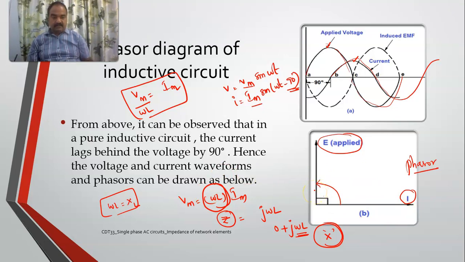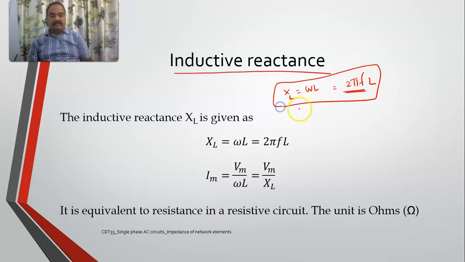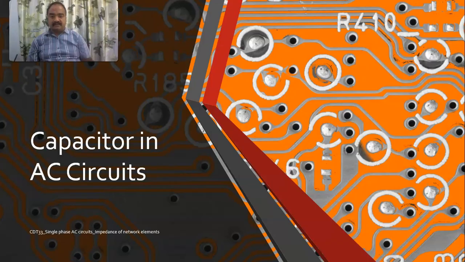Similarly, we will go now to inductive reactance. As already said, omega L is treated as XL. You know omega value is 2 pi f. Try to remember this formula for inductive reactance. And what is the relation between Im and Vm? Im is Vm by omega L. And what is omega L? XL. Okay, now we'll move on to capacitance.